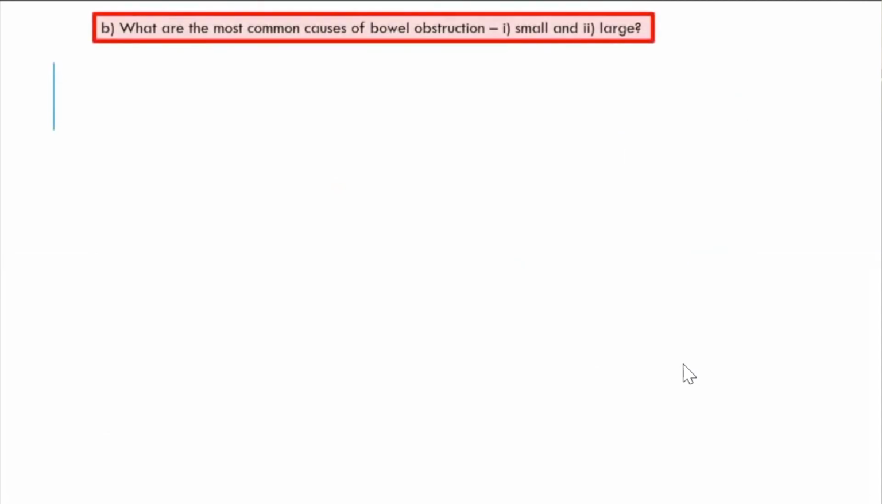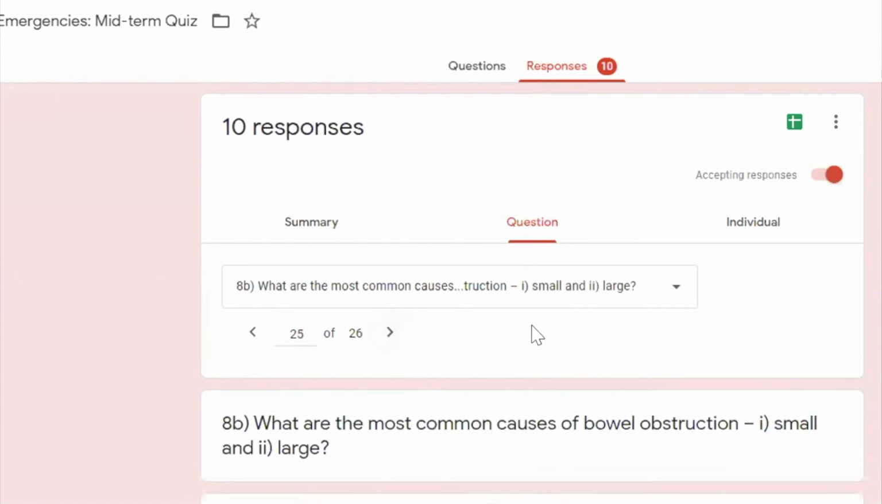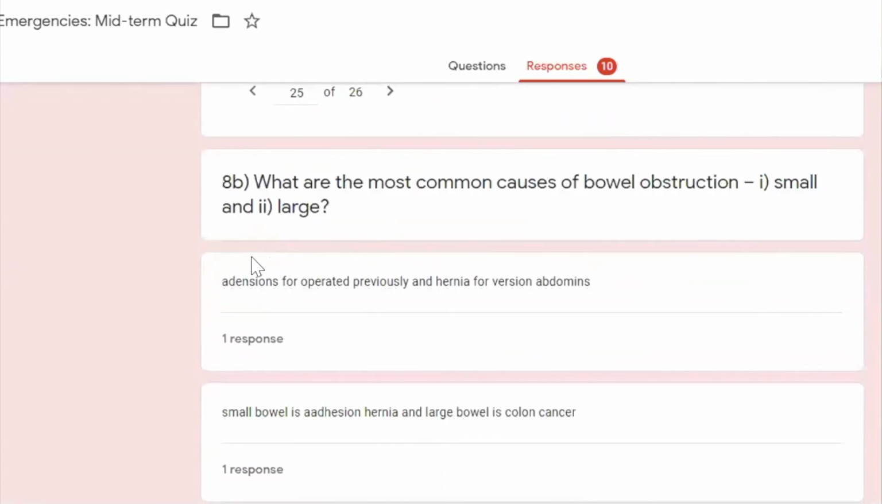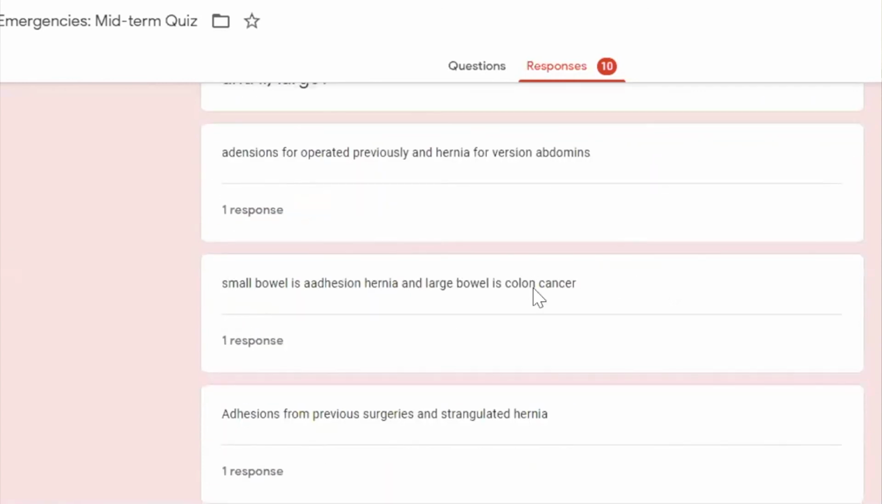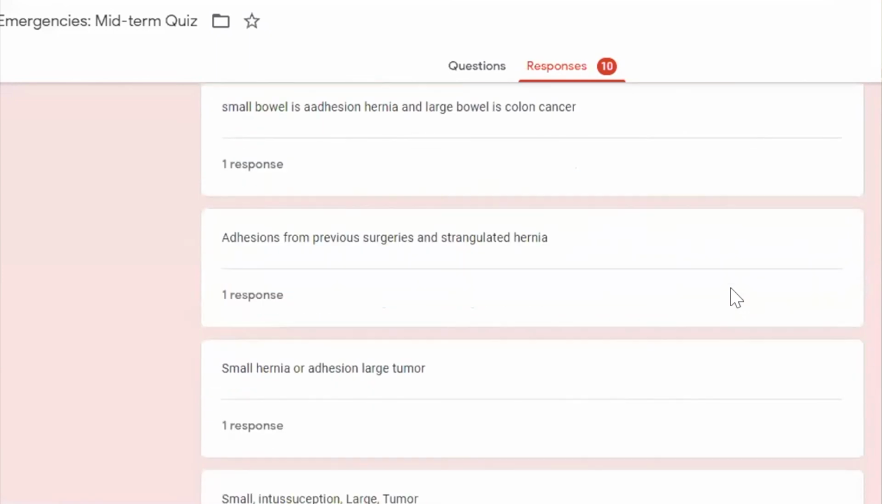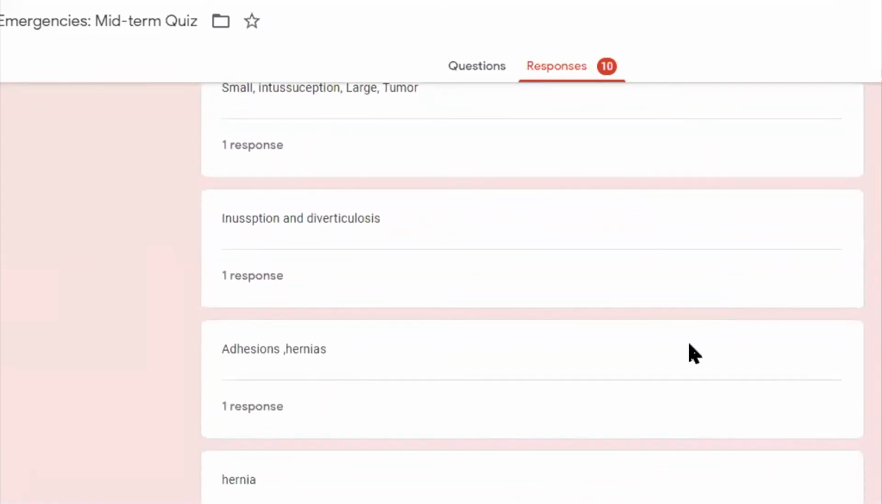So the second question was, what are the most common causes of small bowel obstruction and large bowel obstruction? This is a classic question that the surgical team and surgical people love to ask. So adhesions, absolutely, and hernia for virgin abdomens. Yeah, you're absolutely right. Small bowel is adhesions and hernia. Large bowel is colon cancer, spot on. Previous surgery, strangulated hernia, intussusception, large tumor.